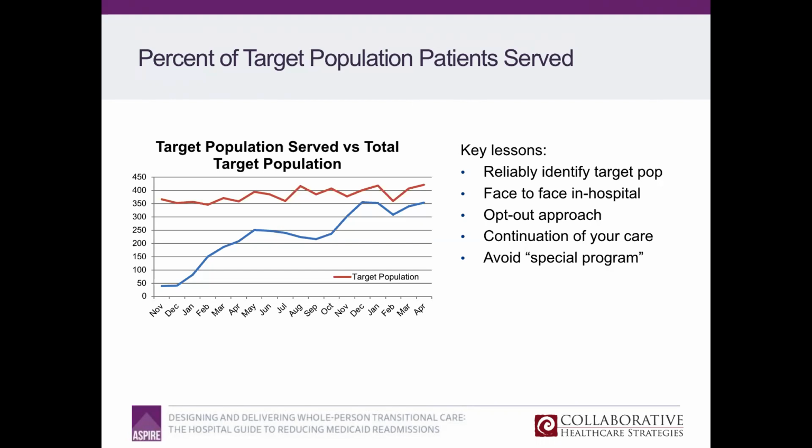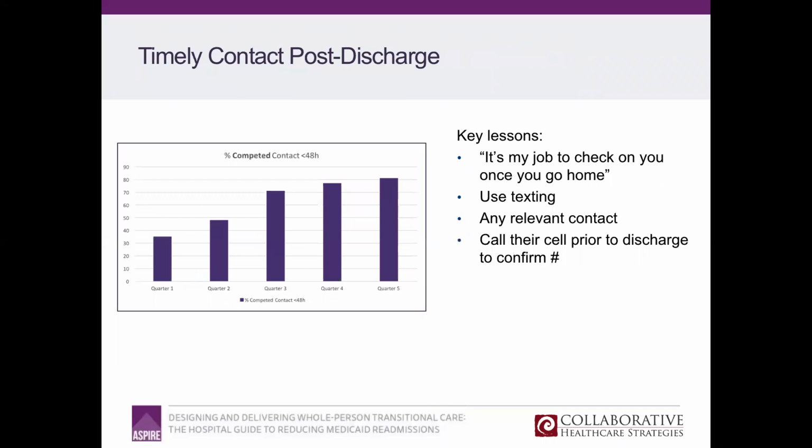Next process measure on 31 is timely contact post-discharge. And I use that term on purpose because timely contact are the important words. Timely meaning within 48 hours, contact meaning any kind of contact. It might be a home health visit. It might be a text message. It might be a PCMH-based nurse care manager phone call. It might be a circle back phone call with the SNF. It might be a hospital-based discharge phone call.